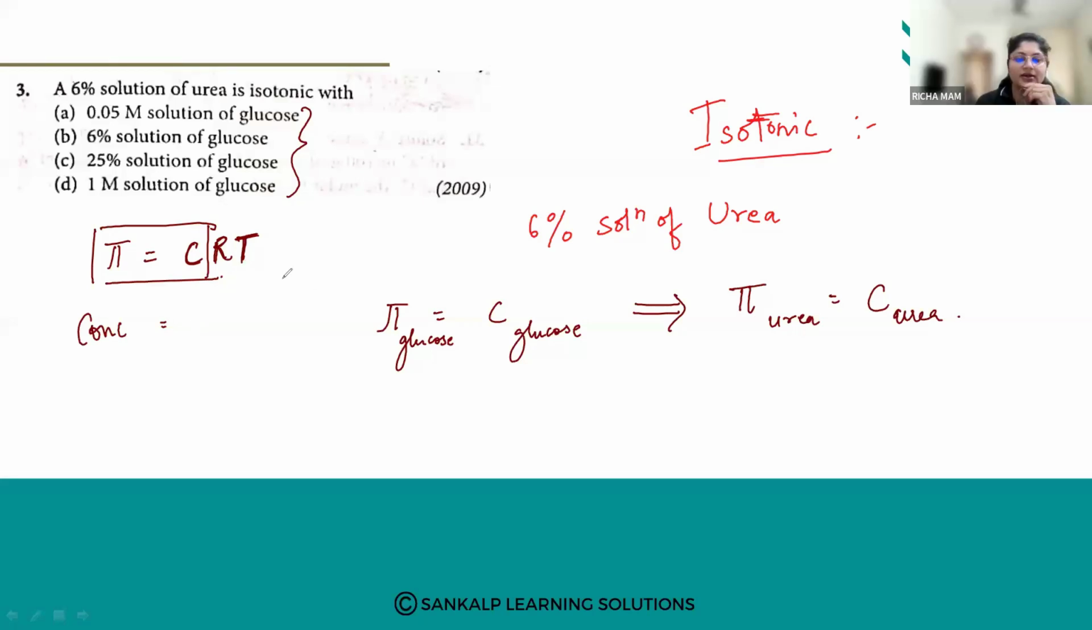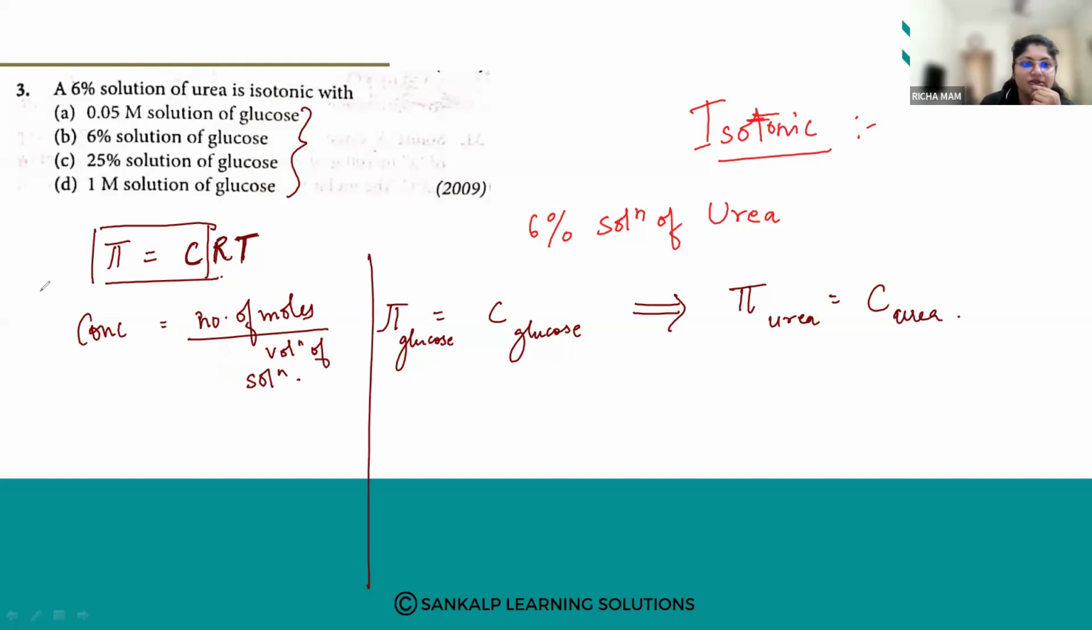How are we calculating concentration? By number of moles, right? So how do we express concentration in terms of molarity? How do you calculate molarity? Number of moles upon given volume of solution in 1000 ml. So concentration is number of moles into 1000 ml, or you can write it as number of moles upon volume of solution.